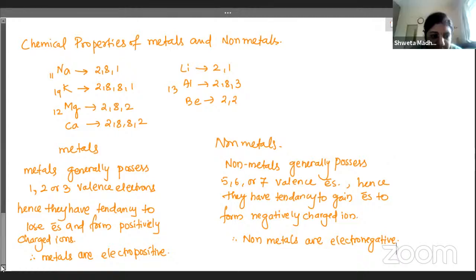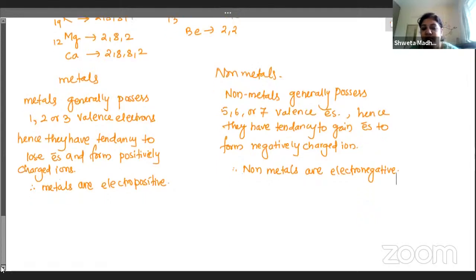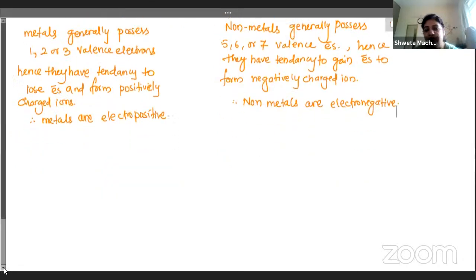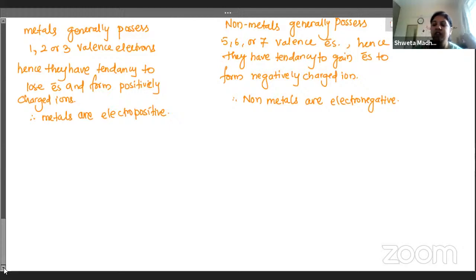Write this down first: metals and non-metals, chemical properties. Now next we have to learn the reactions of metals with oxygen, then water, acids, and other metal compounds. Four types of general reactions we have to see. So first, reaction with oxygen. Both metals and non-metals can react with oxygen. So chemical reactions.